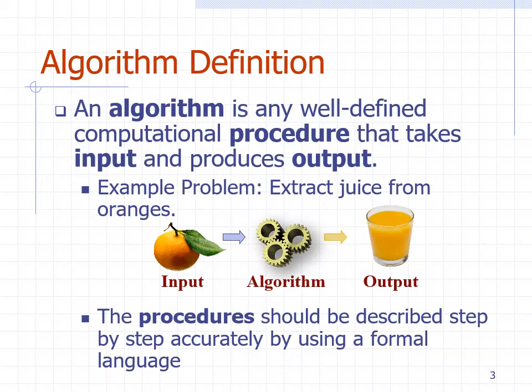Suppose we have a problem of making juice from oranges. As shown in the figure, the algorithm for the problem takes oranges as input and produces juice as output. When formally talking about algorithms in computer science, the procedure of an algorithm should be described step by step accurately by using a formal language.